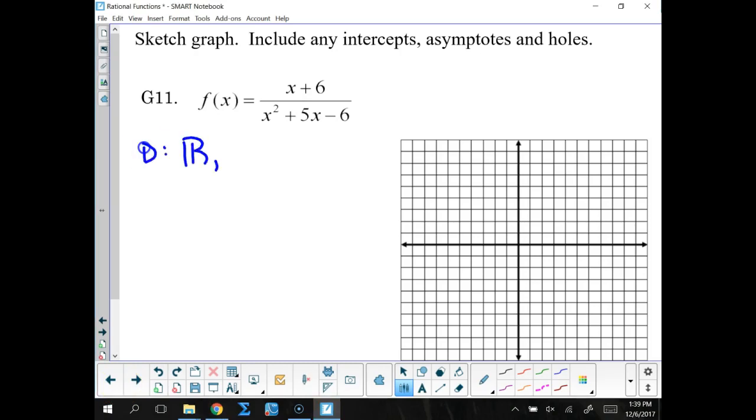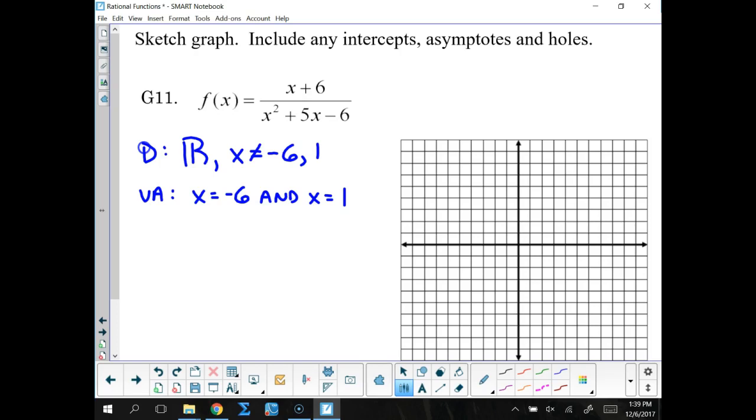All real numbers, but do we agree with x can't be -6 or +1? Okay. Which means my vertical asymptotes are x equals -6 and x equals +1. Yes? Okay.